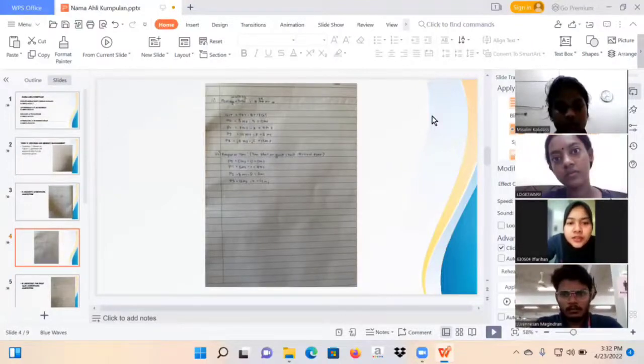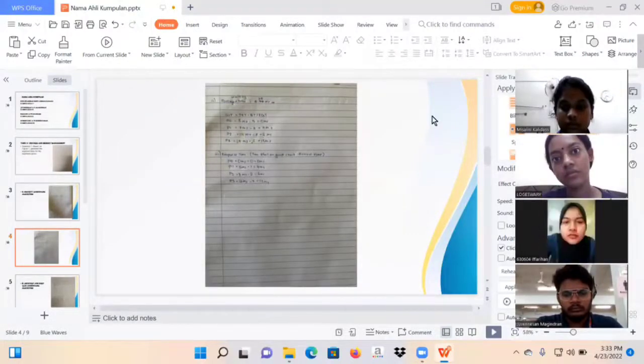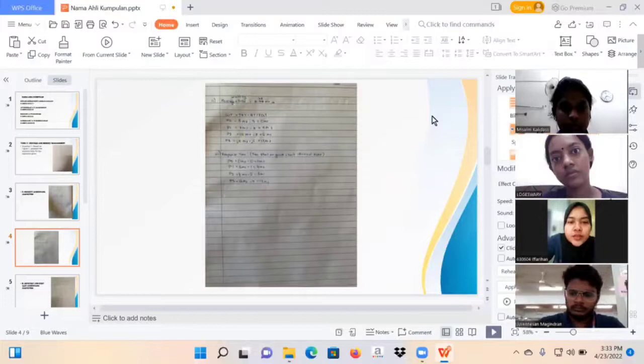The response time formula is time start on Gantt chart minus arrival time. Process 0, 0 millisecond minus 0 equal to 0 millisecond. Process 1 is 5 millisecond minus 1 equal to 4 millisecond. Process 2, 8 millisecond minus 2 equal to 6 millisecond. Process 3, 16 millisecond minus 3 equal to 13 millisecond.